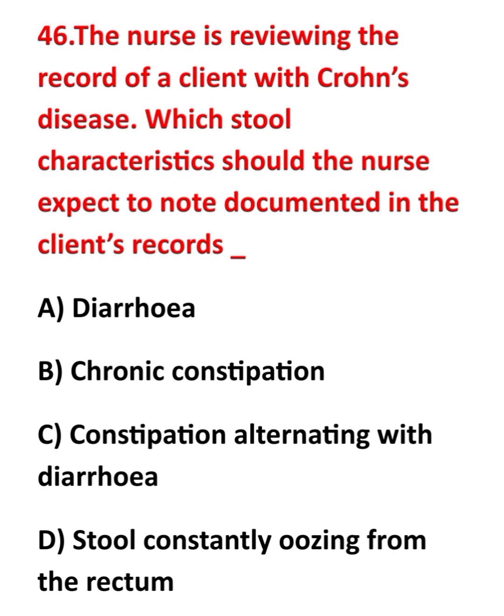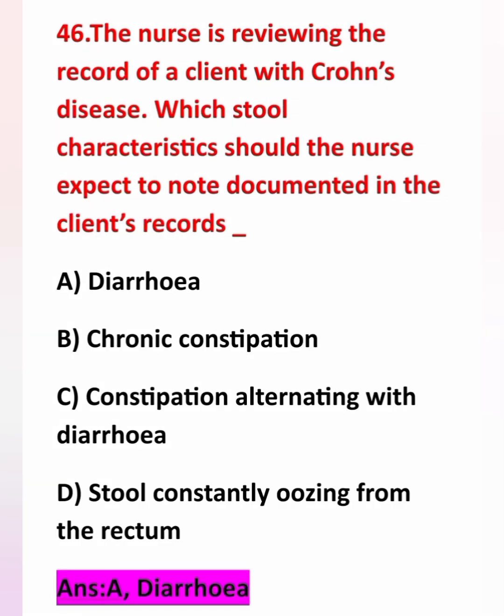Here the question is: a nurse is caring for a patient with Crohn's disease, and which stool characteristics does she note in the record? Here we have to know what Crohn's disease is, so easily we can answer the question. Crohn's disease means an inflammatory disease that occurs anywhere in the gastrointestinal tract, but most often it affects the terminal ileum, which leads to thickening and scarring, a narrowed lumen, fistula, ulceration and abscess. That is Crohn's disease.